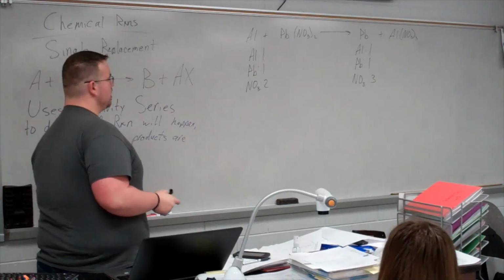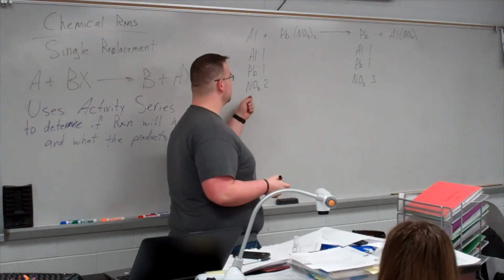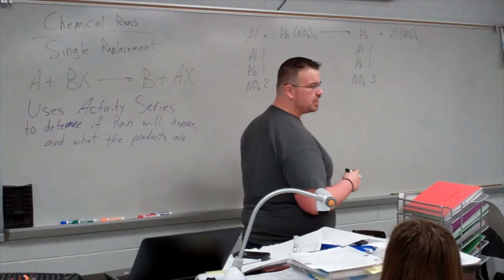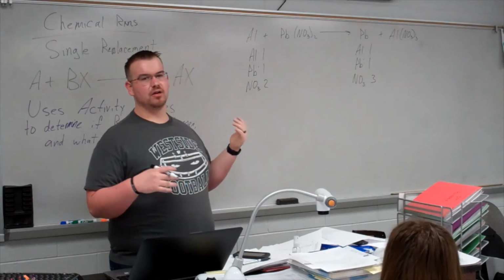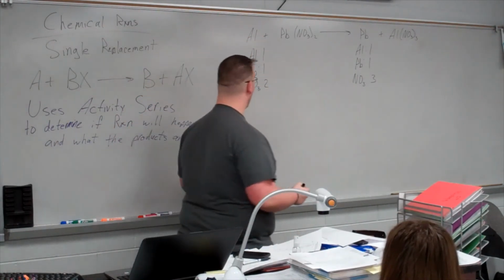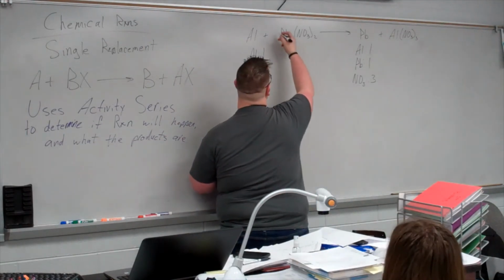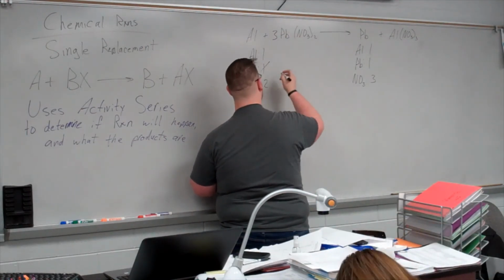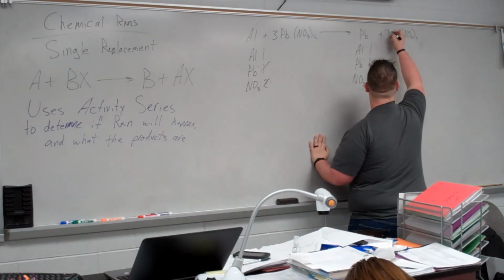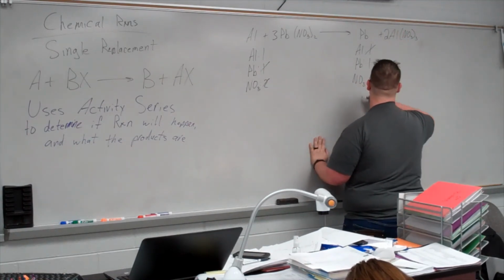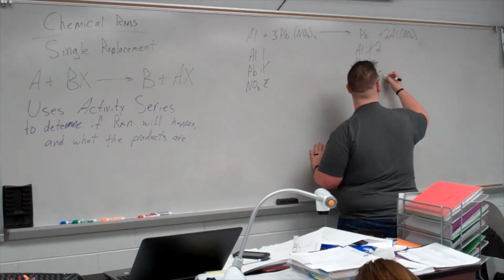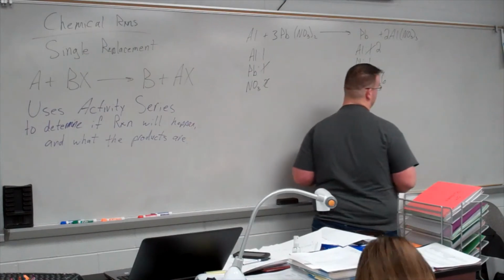Alright, in this case, we have to get some balance in here. We have nitrate on the left and nitrate on the right. And when you have that 2-3 thing, remember the trick: flip them over, swap them. The 3 comes over here in front of this one, so we change the lead and the nitrate. And the 2 comes over here in front of the aluminum nitrate. That gives me 2 aluminums here and 6 nitrates here.